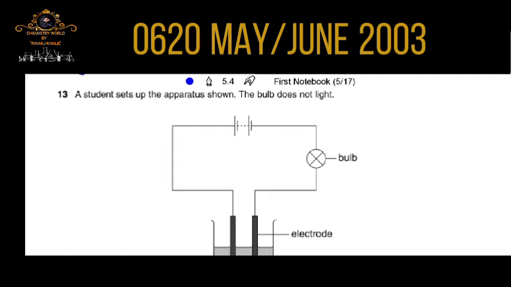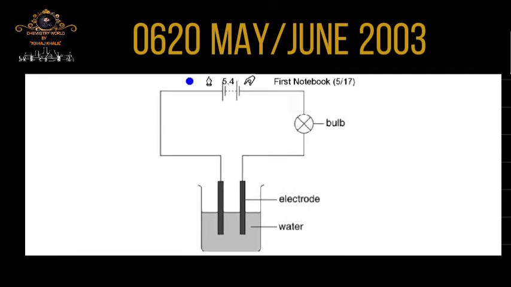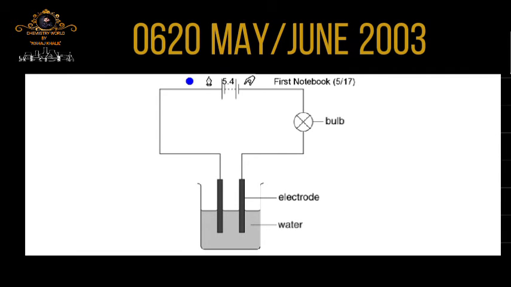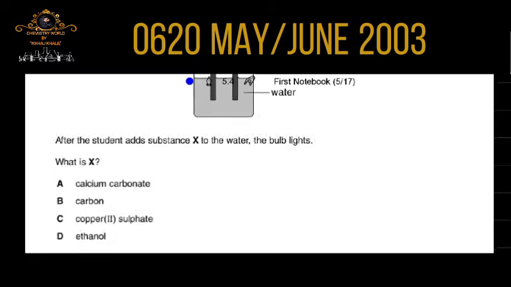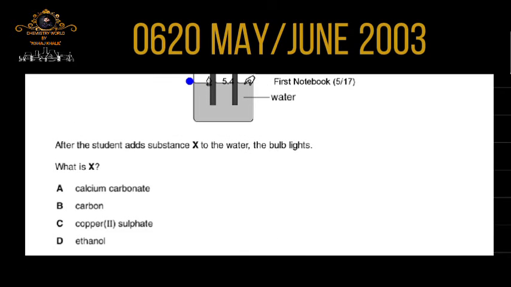The student sets up the apparatus, and the bulb does not light. After the student adds a substance X to the water, the bulb lights. What is X here? X must be a compound which ionizes in water to conduct electricity. Is it calcium carbonate? Is it carbon? Is it copper(II) sulfate? Is it ethanol?